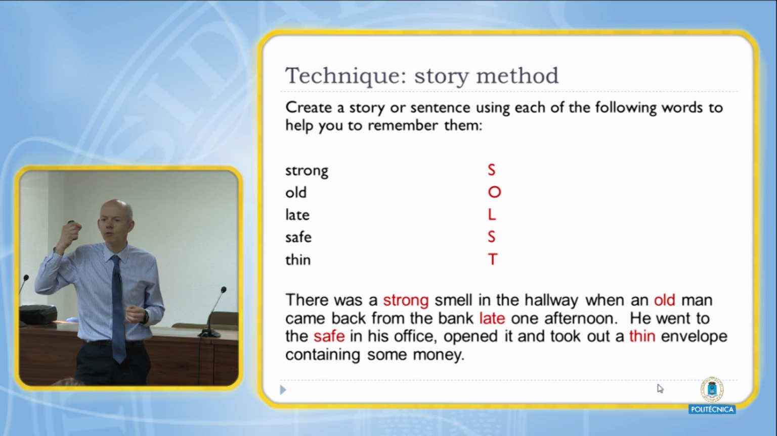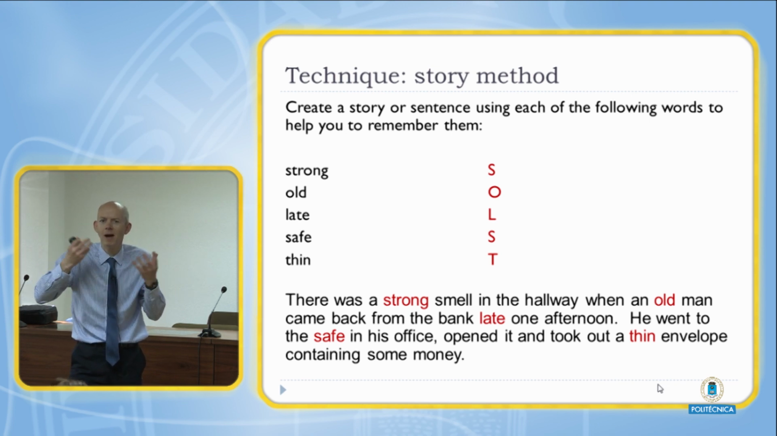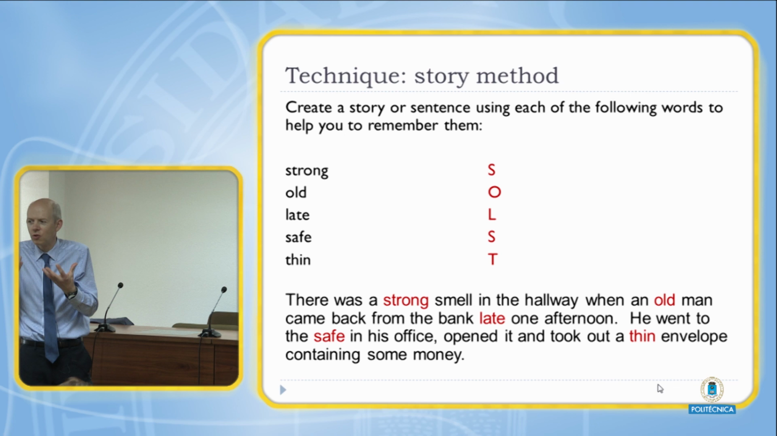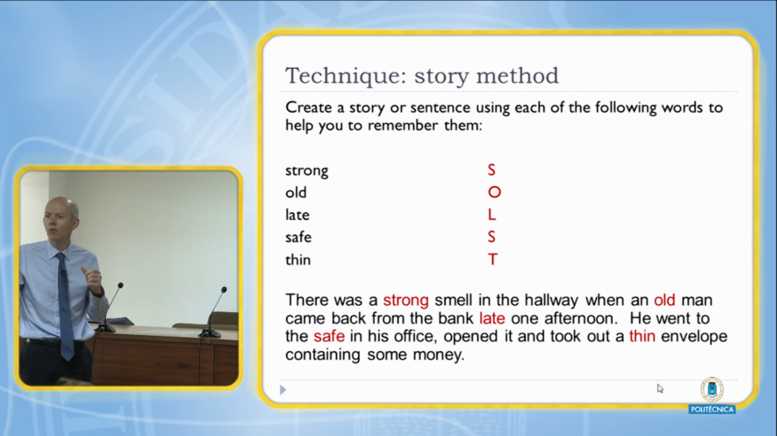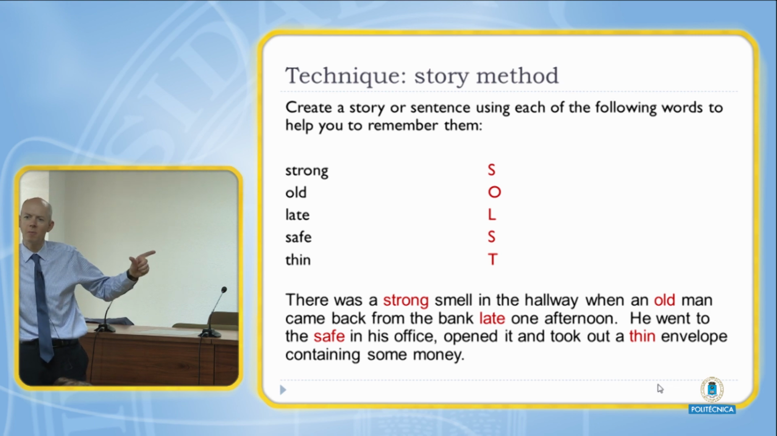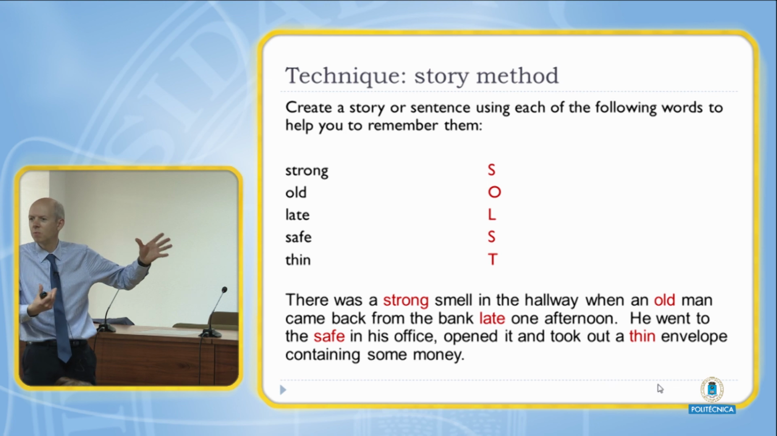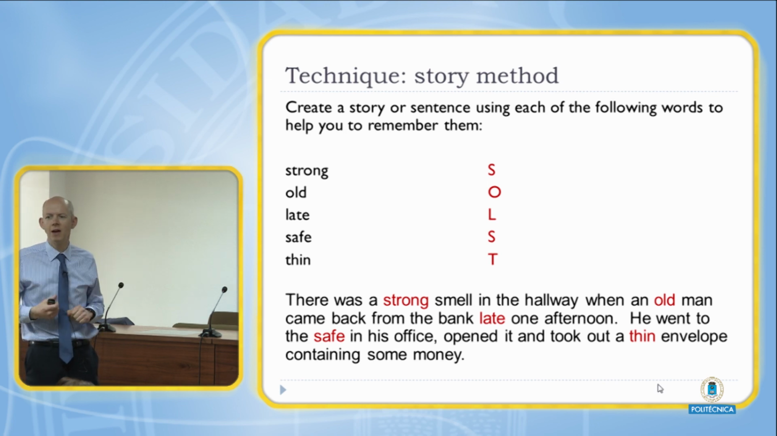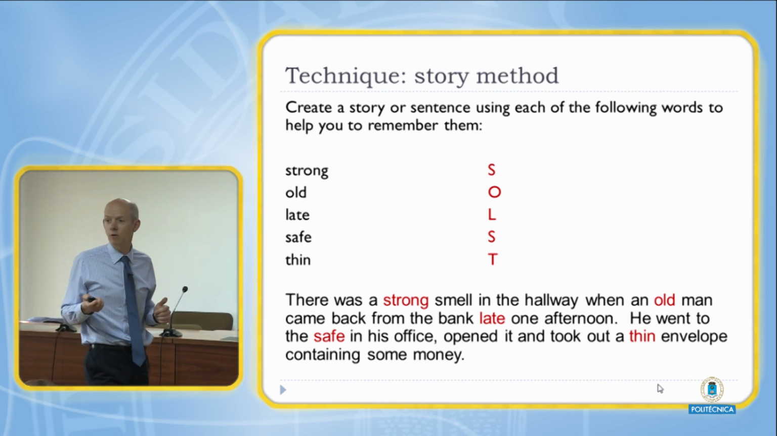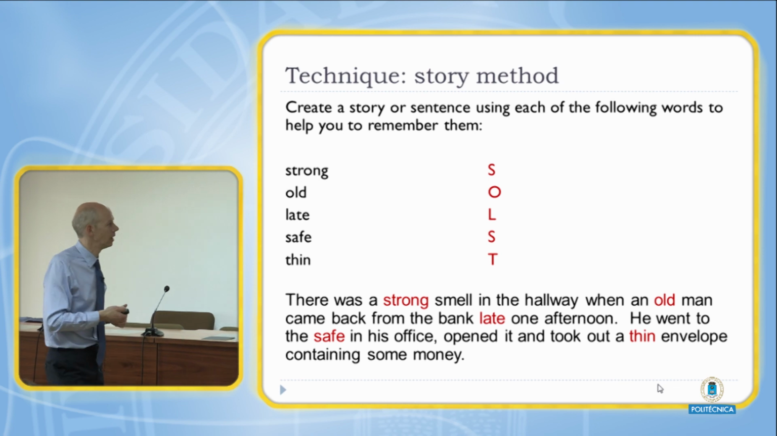And if you can sort of try and imagine that hallway and the smell that it would have, that might help you to recall that. You might also think about why he'd been to the bank. Why was he going to the safe to take out money if he'd just been to the bank, for example? That may help you to remember it. So story methods of learning vocabulary are quite strong, quite a good idea.